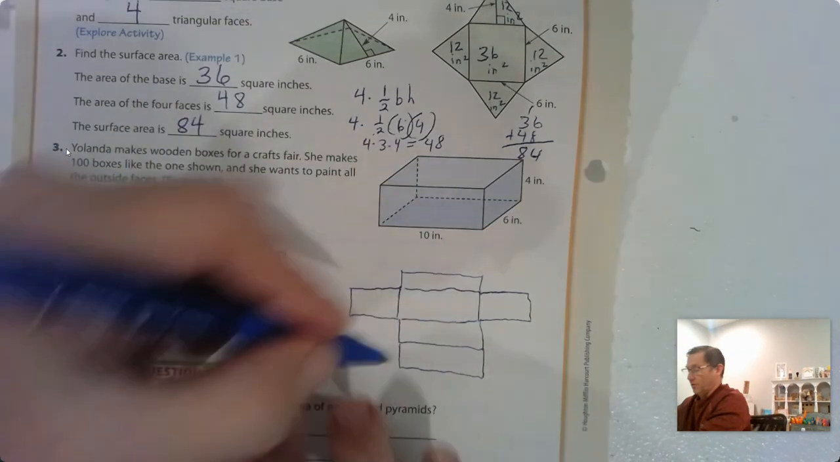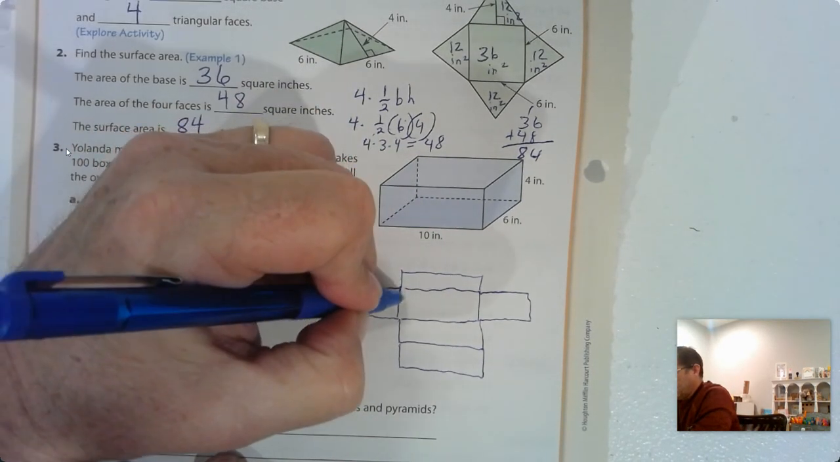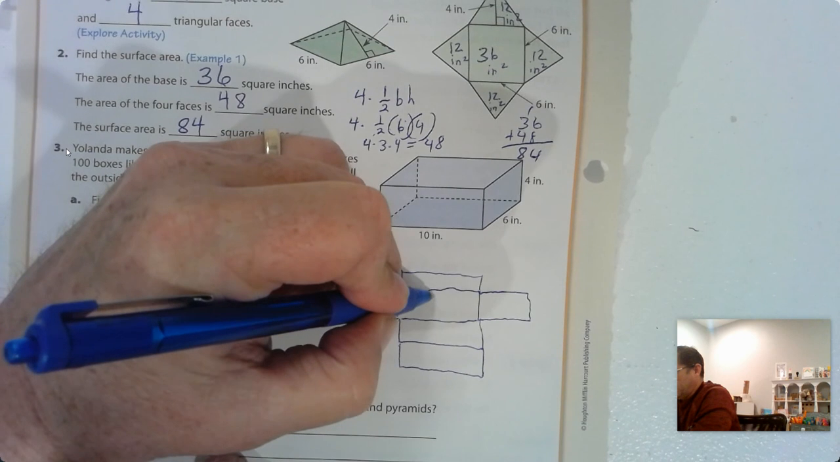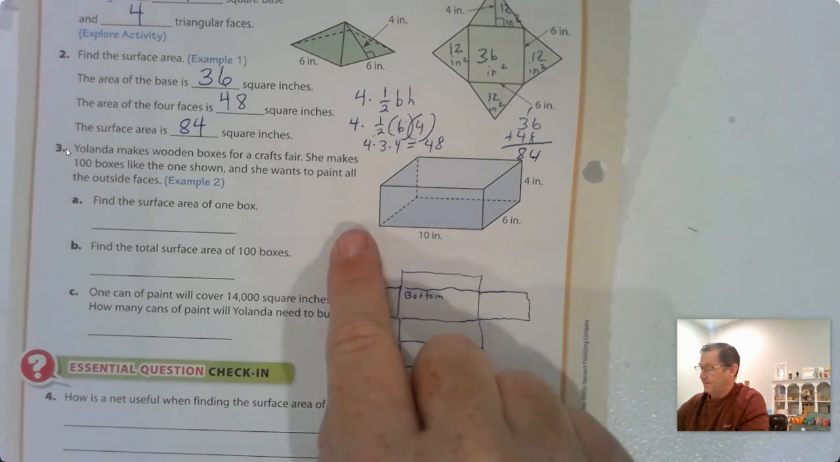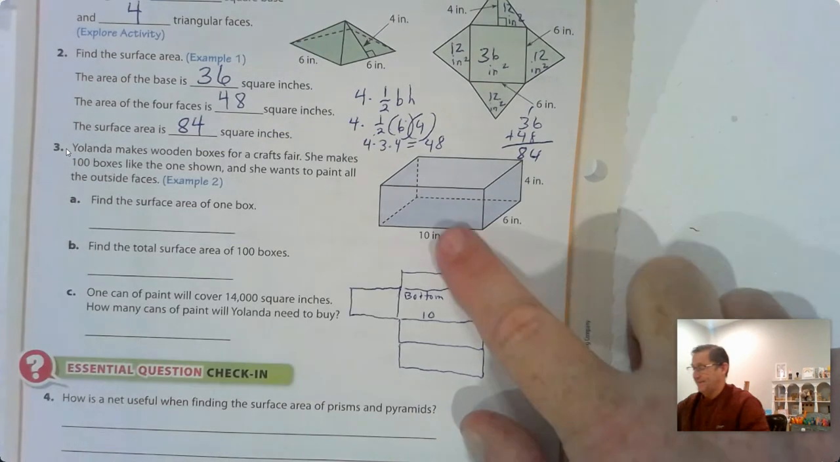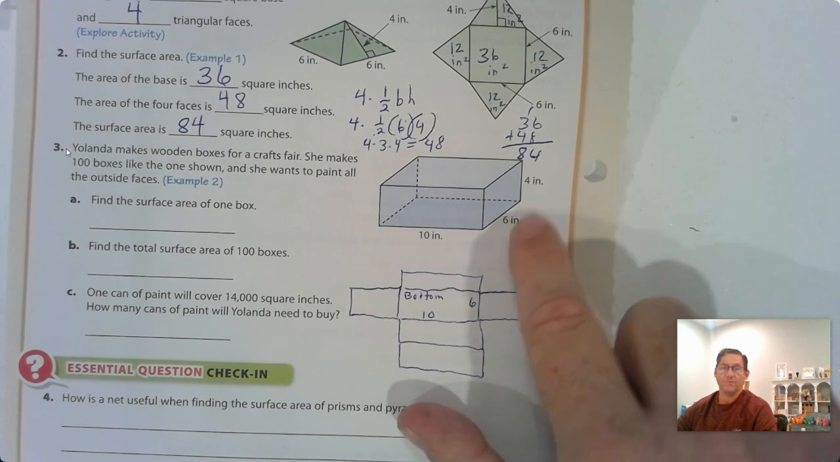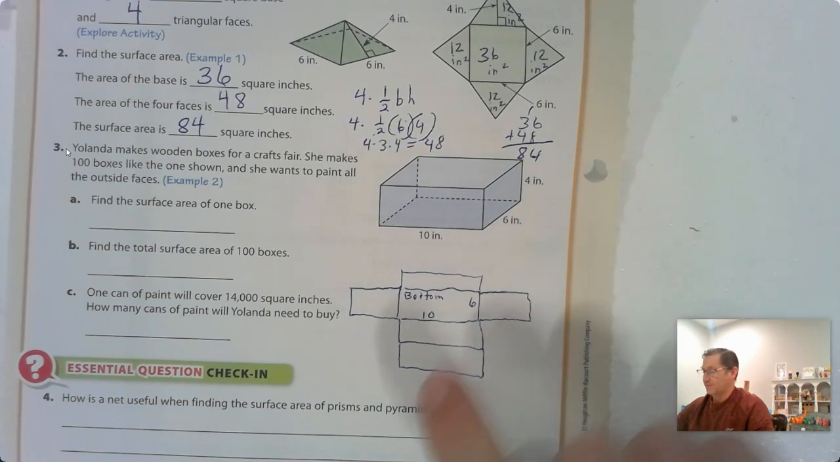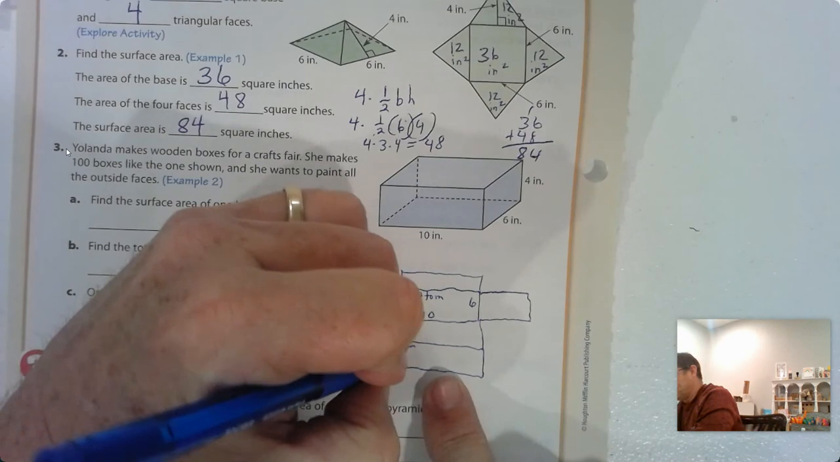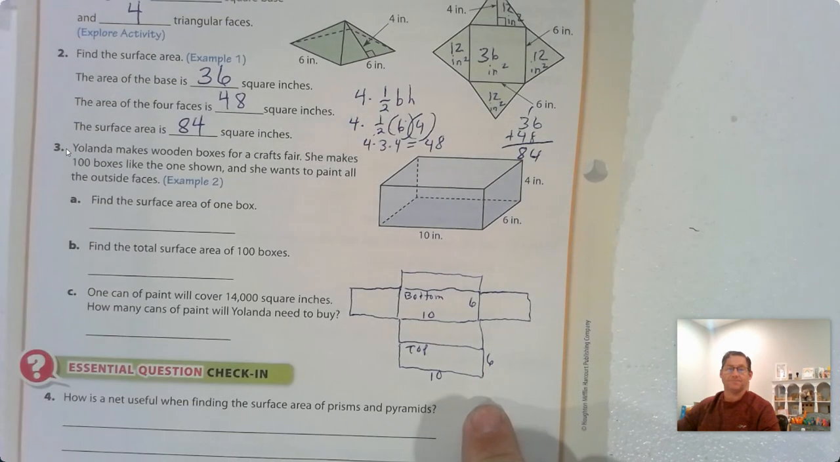Okay, so I'm going to go ahead and write this in. So this is, I'm going to call this the bottom. Okay, that's this part right here. And I see that that's 10 by 6. Yeah, 10 by 6 because we're doing the bottom. Okay, the top is right here. And that's also 10 by 6.